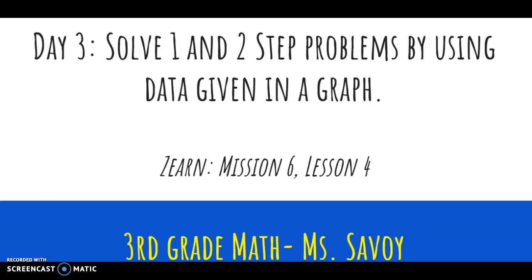Today's lesson aligns to Mission 6, Lesson 4 for Zern. This is day 3. We're going to solve 1- and 2-step problems by using data given in a graph.